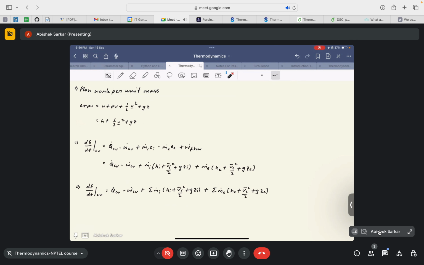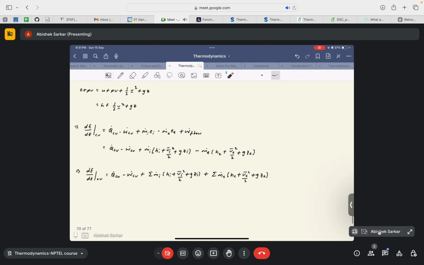Okay. So the net rate of change of energy in the control volume can be given by Q dot CV minus W dot CV plus the net influx of energy, that is m dot i times (h i plus V i squared by 2 plus g z i), minus the net outflow of energy, that is m dot e times (h e plus V e squared by 2 plus g z e). Sorry, the second term should have a minus sign, I'm sorry for the confusion. And the flow work is taken into consideration by incorporating the net enthalpy rather than the internal energy.